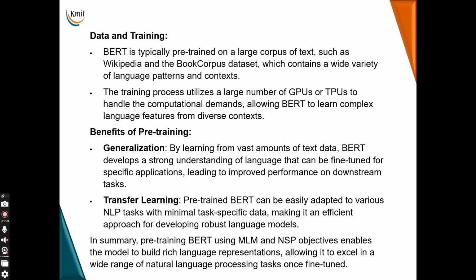Transfer learning. Because we are pre-training BERT, it can be easily adjusted to various NLP tasks with minimal task-specific data, and this approach helps in developing various robust language models. Once we pre-train BERT, we use it to perform specific tasks related to the language, so we can also say it is facilitating transfer learning.